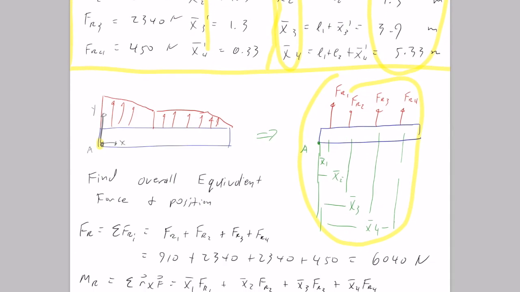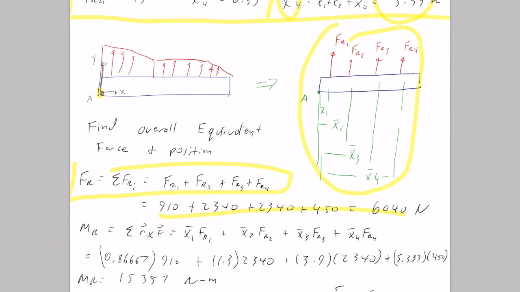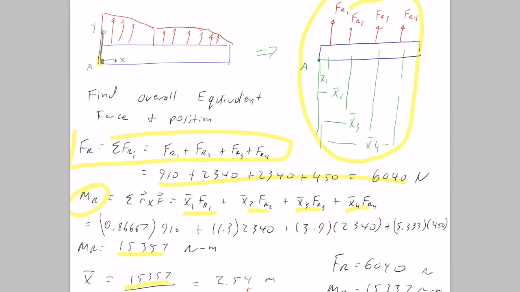And now to find the overall force, I can just sum the forces. And to find the equivalent moment, I can just sum each of those moments and get the equivalent position, the equivalent moment divided by the equivalent force. And you can see we get pretty much the same number. There are small rounding errors, but that's fine.